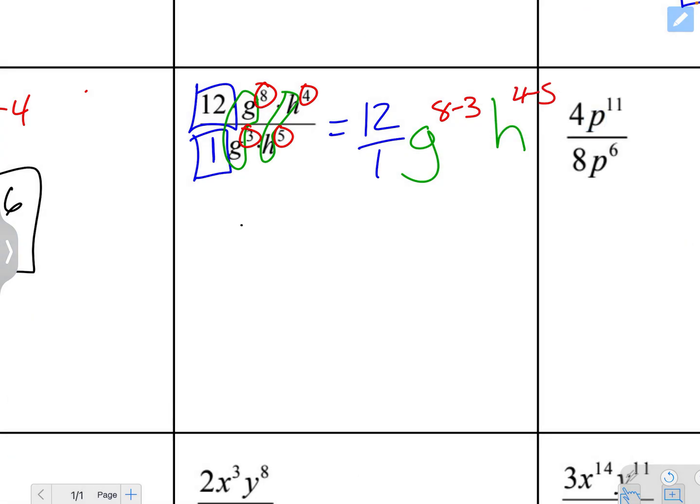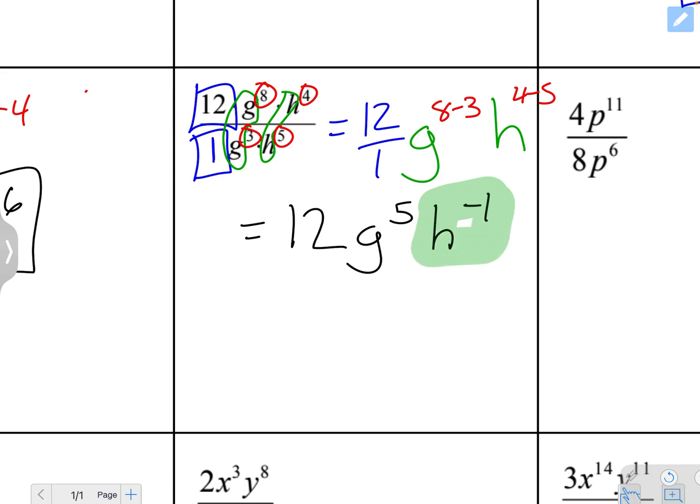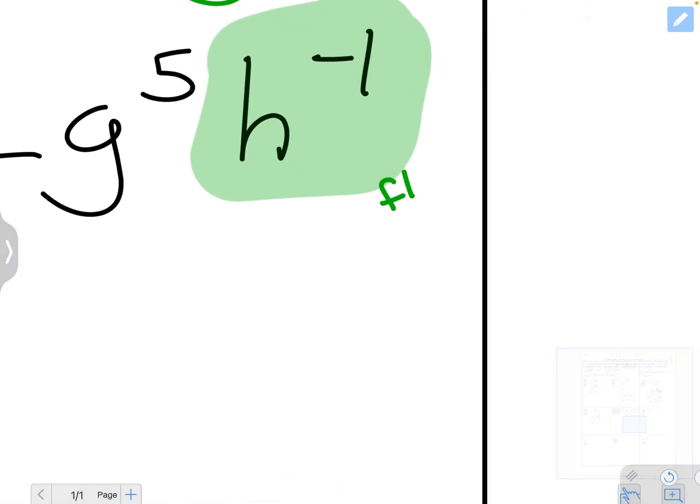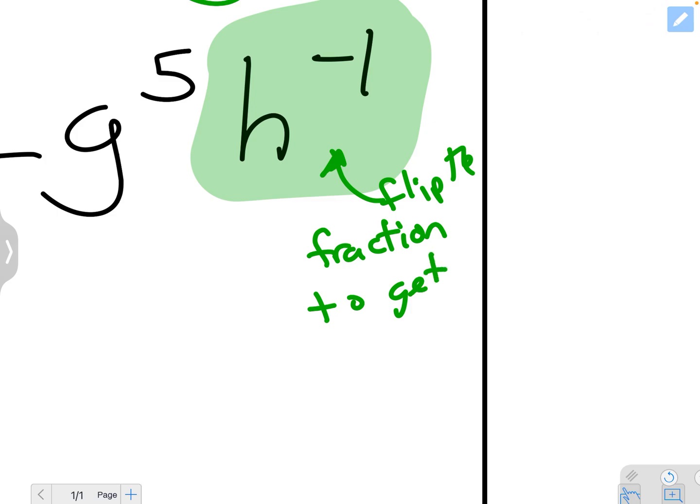All right, so now it's time to simplify. So 12 over 1 is 12. G is going to become g to the 5th, and we're going to get h to the negative 1. So very quickly, when we have a base and a negative exponent, what we have to do is we have to flip the fraction to get a positive exponent.